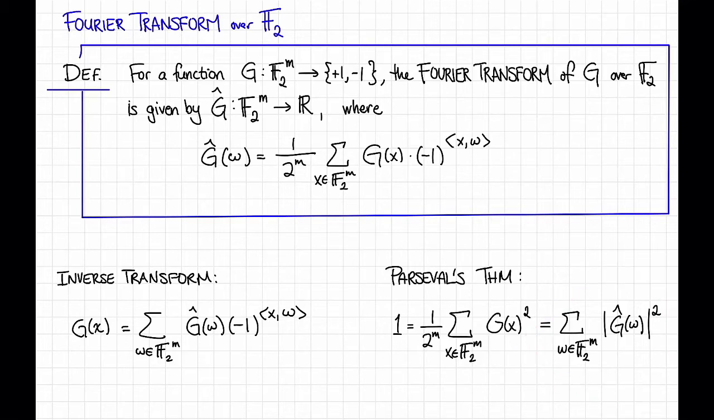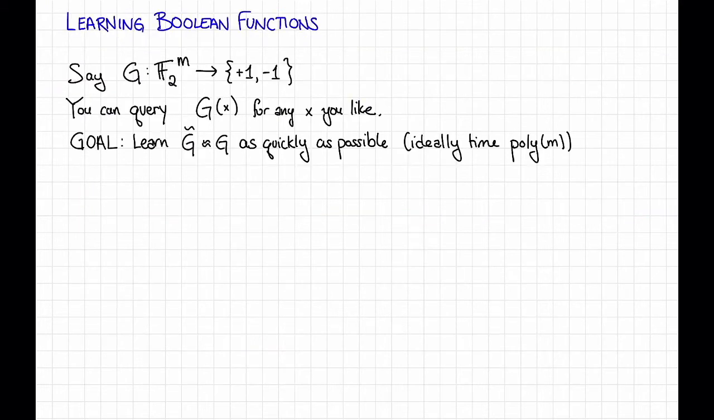Okay, so that's the Fourier transform. If you haven't seen this definition, or one like it before, the important thing for this video is this equation. That is, we can write g of x as a linear combination of these functions, -1 to the inner product of x and omega for different omegas, and the coefficients that we use are the Fourier coefficients g hat of omega. This is nice because these functions are very simple and easy to understand, and this allows us to write any function as a linear combination of easy-to-understand functions. Okay, so let's go back to this slide.